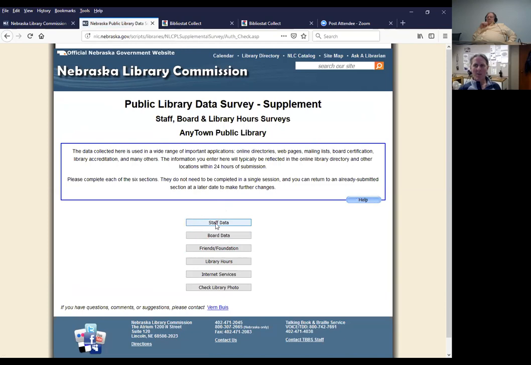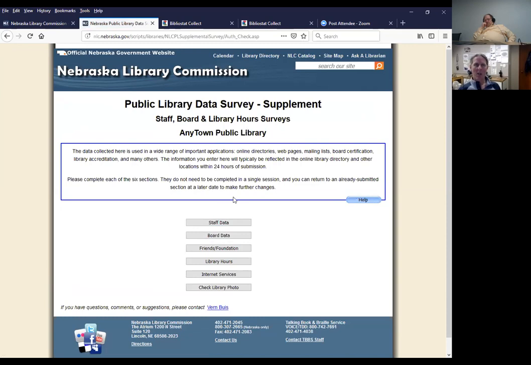A lot of this information are things that automatically feed into our website. For your library hours, for instance, we publish those on our website. So what we want you to do is at least once a year, or if this information changes, you can always log in at any time and check this data and update it. If your staffing changed, your board changed, your hours changed, internet services changed, you can log in at any time. But we like to have you at least check this once a year. I think that's a requirement of your accreditation application, that you complete this supplemental survey.